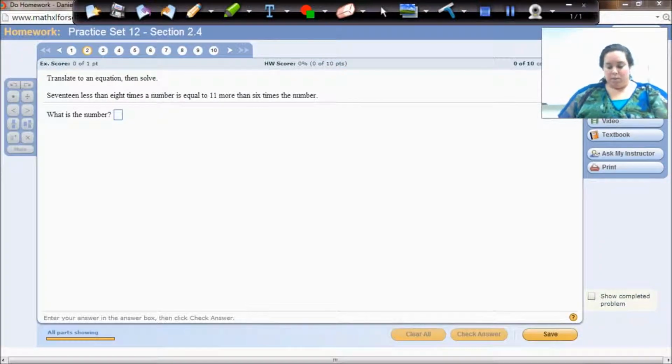Alright, we need to do some application problems. 17 less than 8 times a number is equal to 11 more than 6 times a number. That can be really confusing, especially if you're trying to keep it all in your head at the same time. Let's try to write it down in pieces.